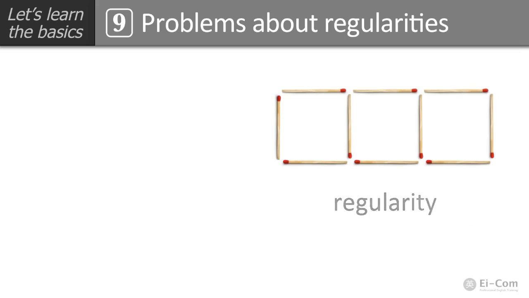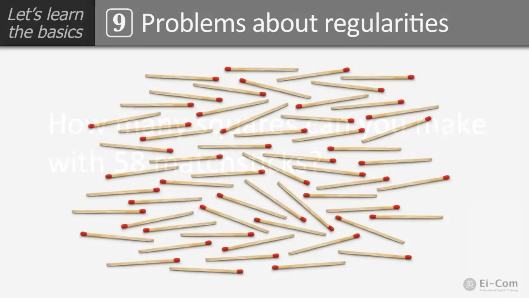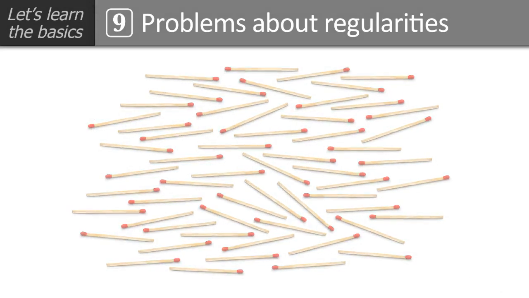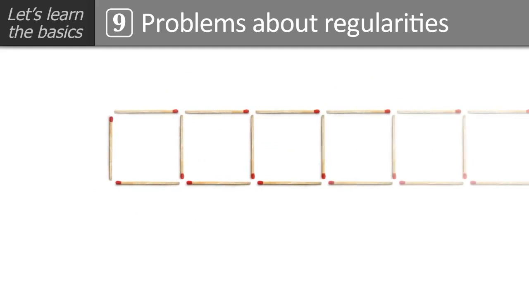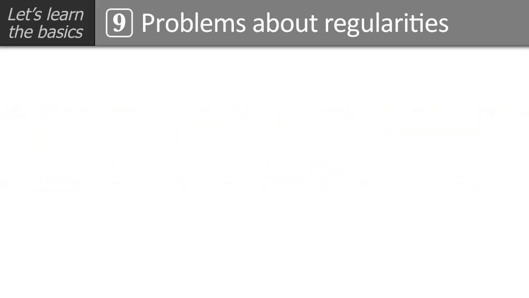Now, do you remember our earlier question? It was, how many squares can you make with 58 matchsticks? How can we find the answer? Well, here are 58 matchsticks. One way to find the answer would be to arrange the matchsticks into a long line of squares and then count the total number of squares. That will work, but it will take a long time.